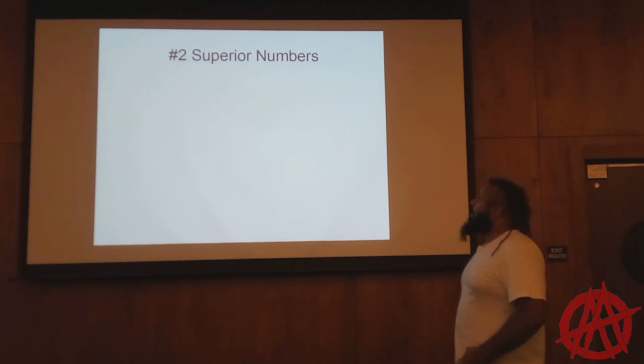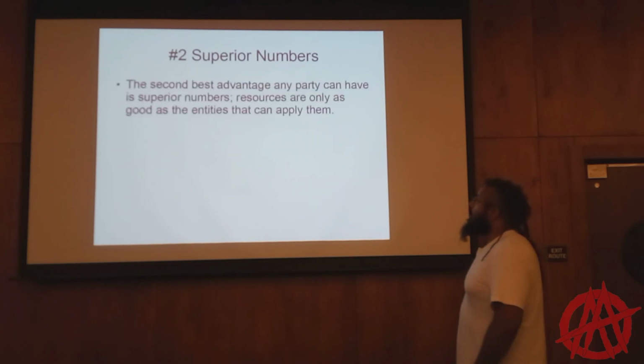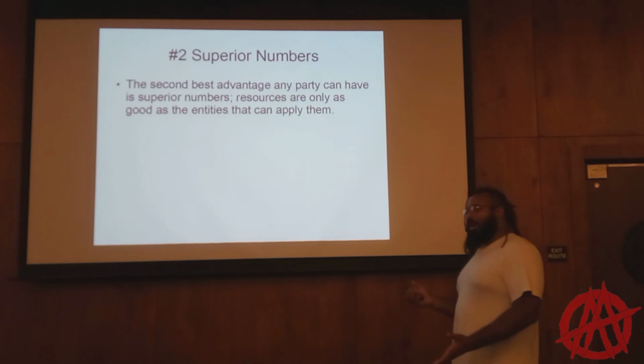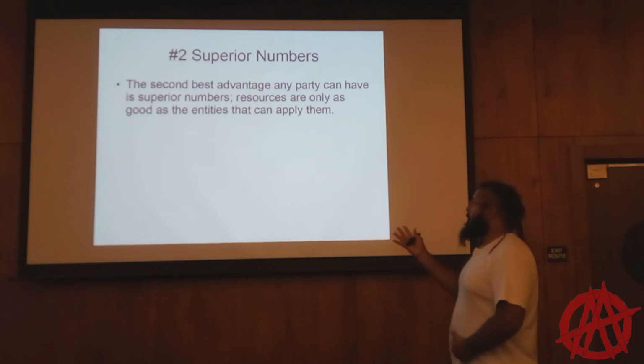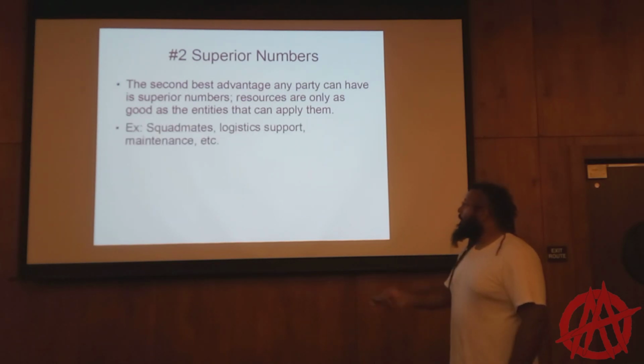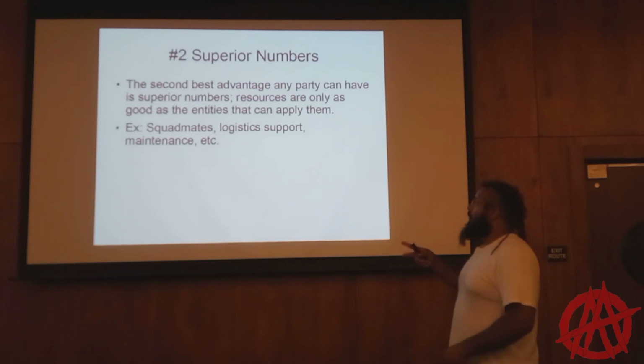Number 2 is going to be superior numbers. The second best advantage any party can have is superior numbers. Resources are only as good as the entities that can apply them. So many people would think, right, well, is numbers better or is having better technology better? But at the end of the day, the technology is useless without somebody to use it. Of course, in combat, right, having squad mates, logistics support, maintenance, for example.